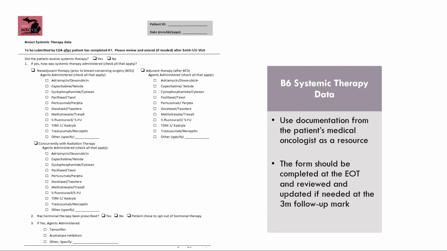The B6 systemic therapy form also has a data dictionary that you should use to make sure you're answering the questions properly. This form is completed at the end of treatment and should be updated 3 months after the patient ends treatment if appropriate.